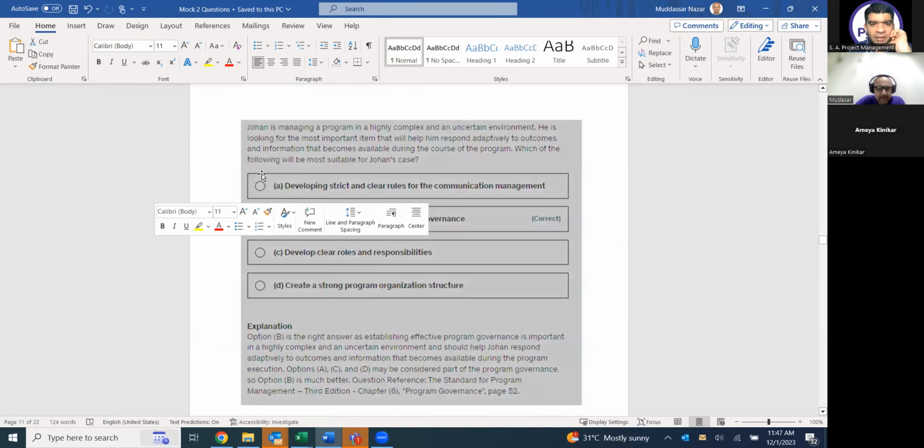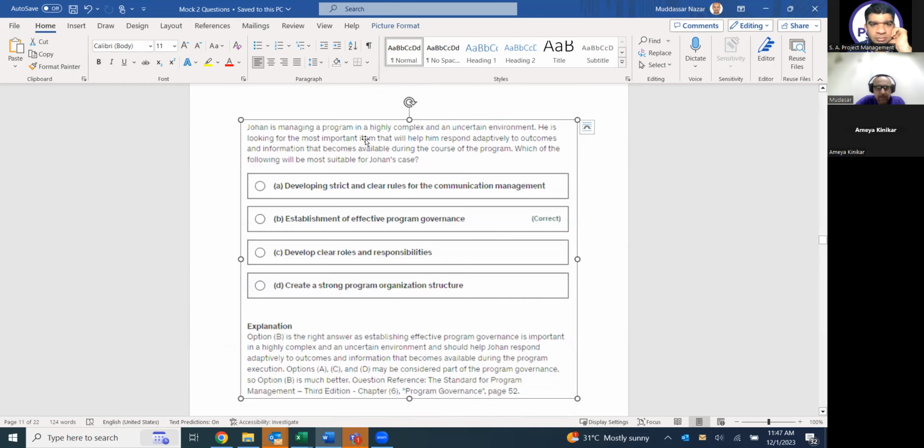So the next question is, Johan is managing a program in a highly complex and uncertain environment. He's looking for the most important item that will help him respond adaptively to outcomes and information that becomes available during the course of the program. Which of the following will be most suitable for Johan's case? Develop strict and clear rules for communication management, establish effective program governance, develop clear roles and responsibilities, or create a strong program organization structure.